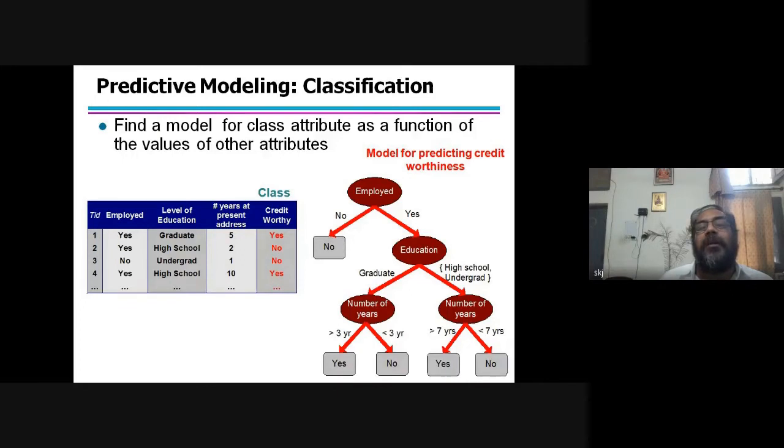Find a model for the class attribute as a function of the values of other attributes. This is the simple problem we discussed about classification. Here one example is shown. This is the data set. In the data set we have several attributes: employed, level of education, number of years at present address, so the stay period, and credit worthy. It is like when you go to a bank for a loan, the bank has to decide whether it will be good to give you the loan, whether you will return the loan honestly or not. This is the kind of guess the bank manager wants to make.